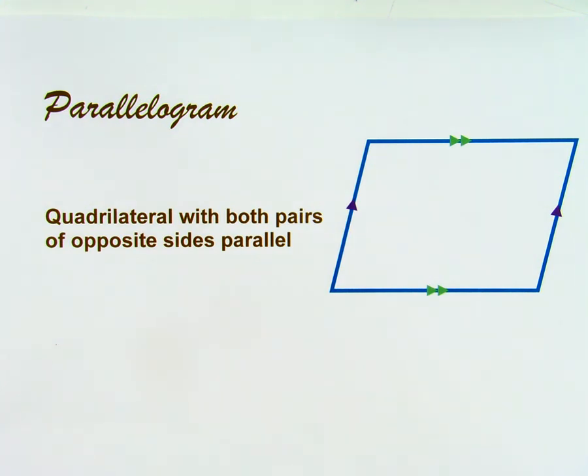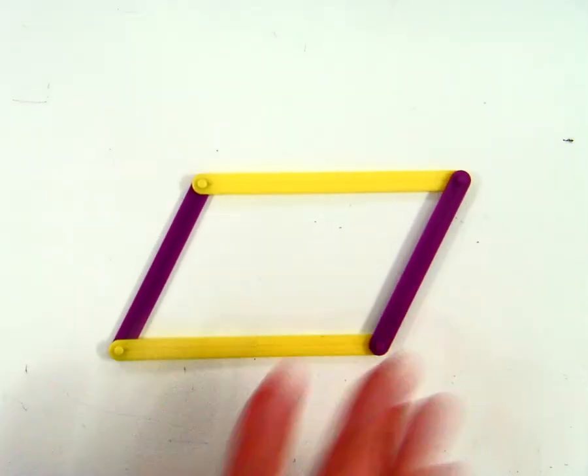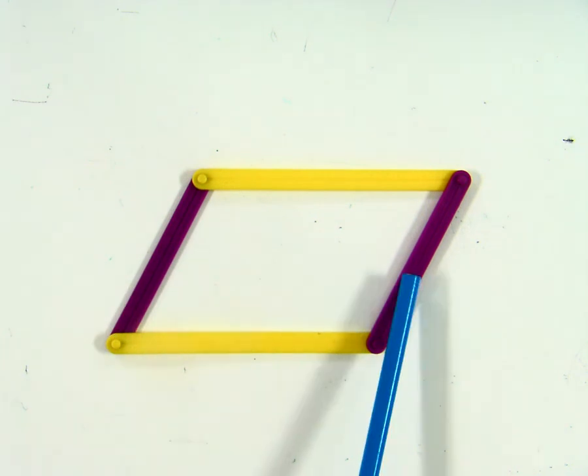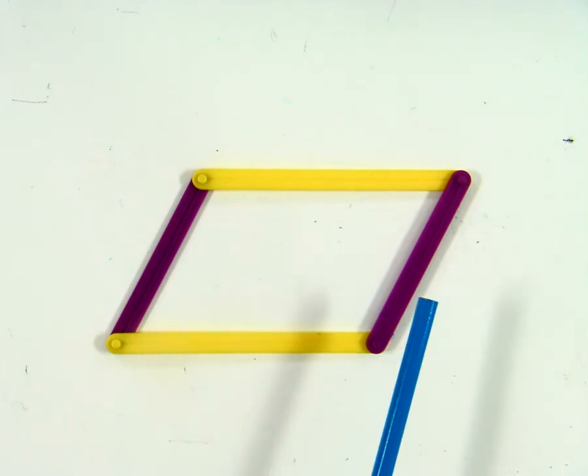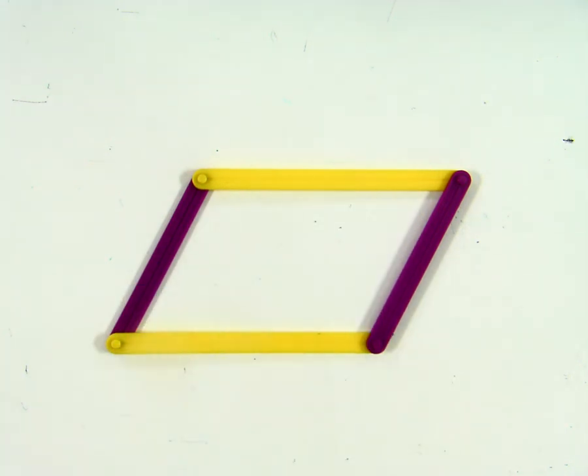I wonder if there's other ways to get it parallel other than just parallel sides. Well, let's see. Let's start with a four-sided figure here, a quadrilateral, and we know about this quadrilateral that the opposite sides are congruent, not necessarily parallel, but congruent. Purple's the same as purple, yellow's the same as yellow.